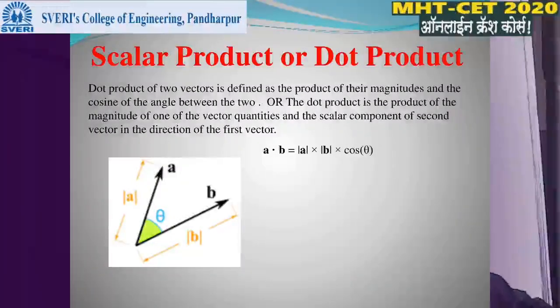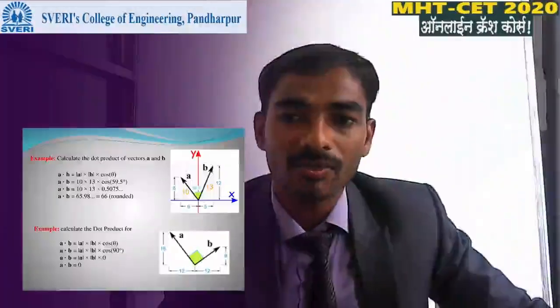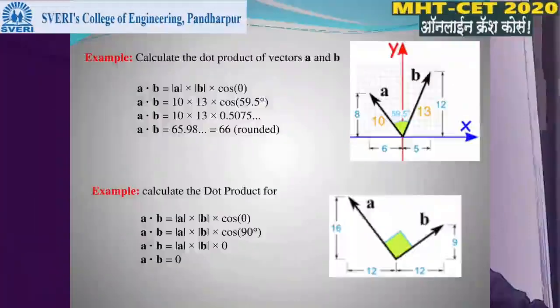Okay, so we take an example on the scalar product. What is the example for scalar product? Calculate the dot product of vectors a and b. See in the figure there are two vectors, a bar and b bar. So what is the value of a dot b? Take the product of the two vectors, what will a dot b be?